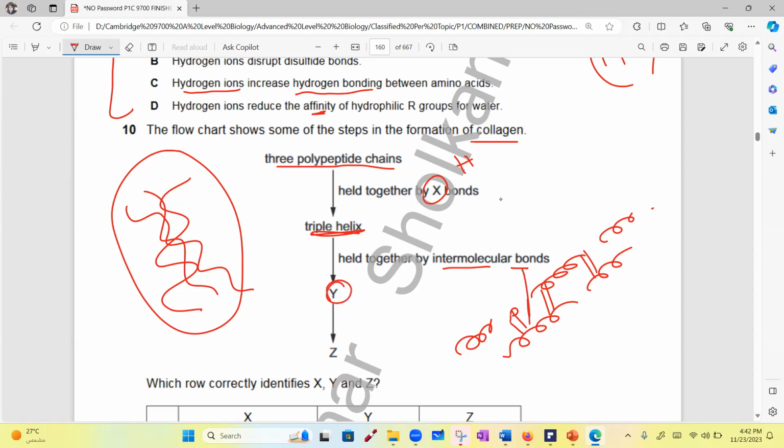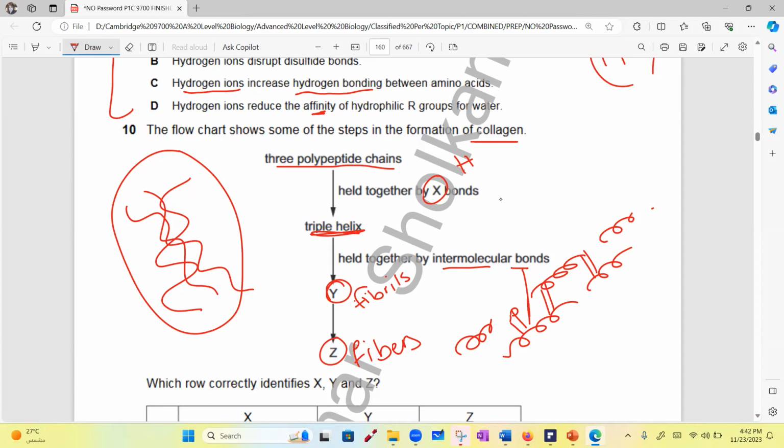And then they form what? Many collagen molecules form what? And then finally form fibers. I'm trying to help you here. What is Y? Many collagen molecules will form fibrils. I don't know if you noticed, but this is similar to the cellulose structure.